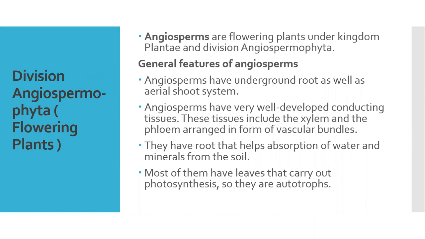The general characteristics are as follows: the angiosperms have an underground root as well as an aerial root system, and have very well developed conducting tissues. These tissues include the xylem and the phloem that are arranged in the form of vascular bundles. They have roots that help the absorption of water and minerals from the soil, and most of them have leaves that carry out photosynthesis, so they are autotrophs. Photosynthesis is the process by which these plants make their own food in the presence of light.